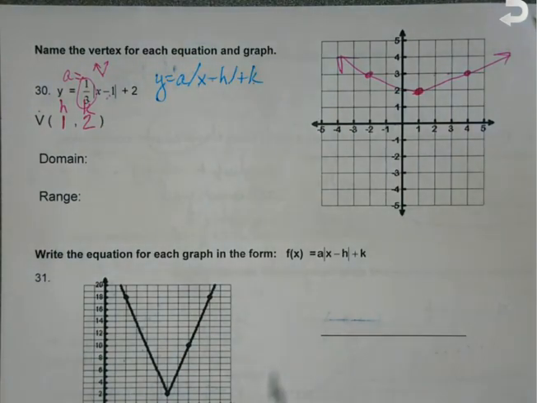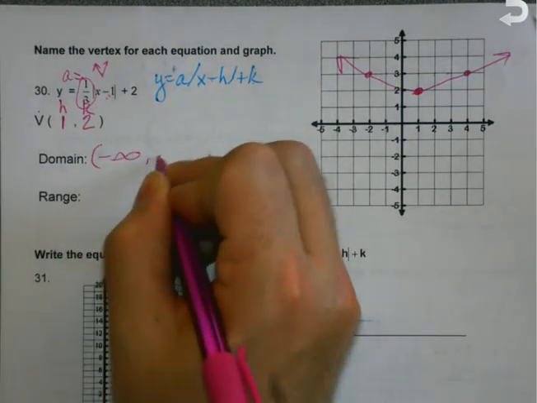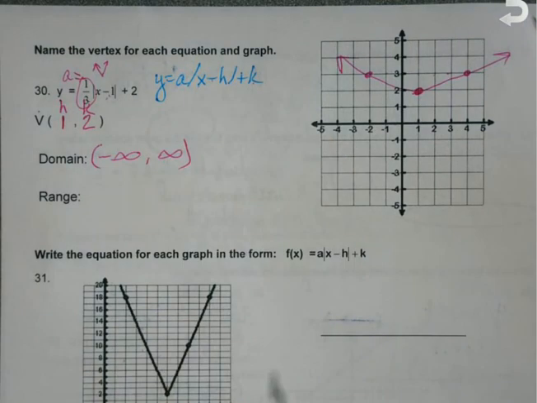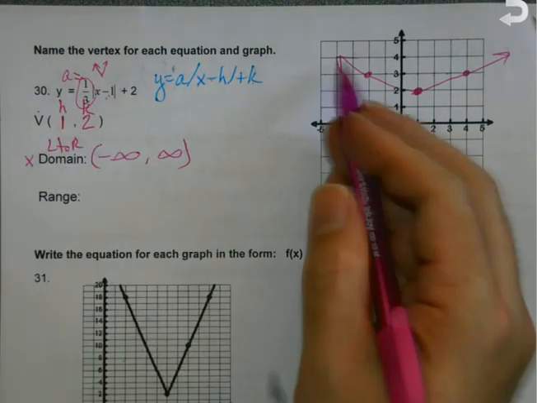And when we were doing these, we talked a lot about domain should be the easiest question ever on these, because they always go forever to the left and right, so it's negative infinity to infinity. Okay, so x values left to right. Arrows give us infinities.